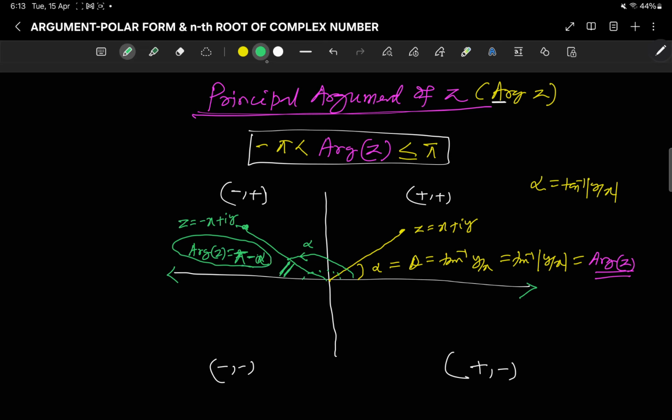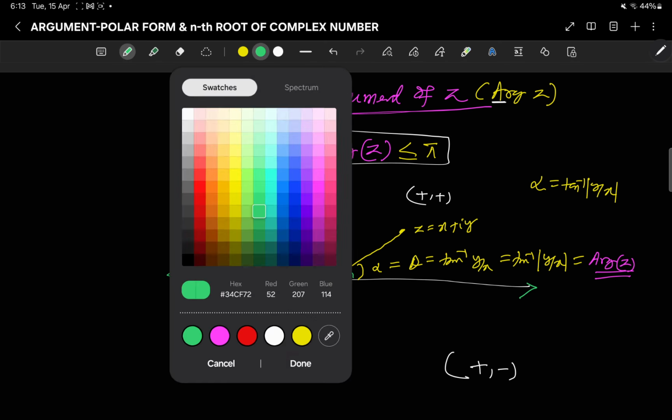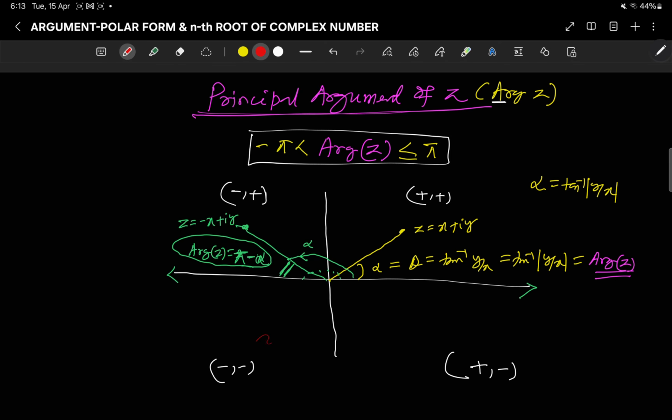Now if it is in the third quadrant, what is my z? Suppose z is minus x minus iy. Suppose this is my alpha. Is it not the smallest angle created with the x-axis? So what is the argument of z here? The rotation up to the negative x-axis is pi, so it is alpha minus pi. So in the third quadrant the argument is alpha minus pi.